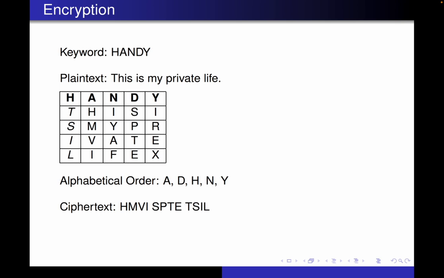After H comes N. That's our 3rd column. The letters in that one are I, Y, A, and F. And then our last one is Y, which is the last column. And that's I, R, E, X. Then we smash those together, and that's our ciphertext.